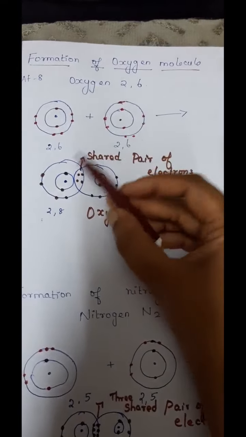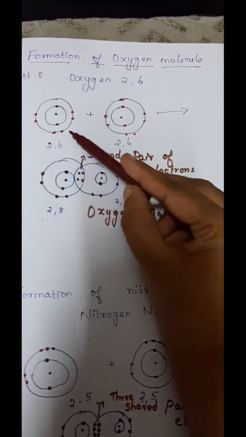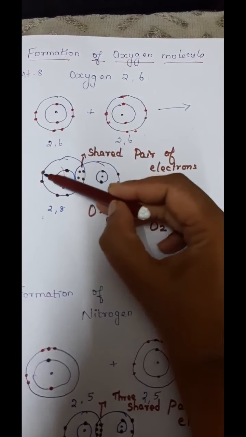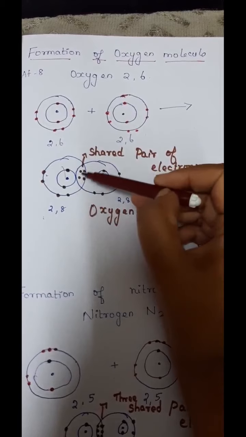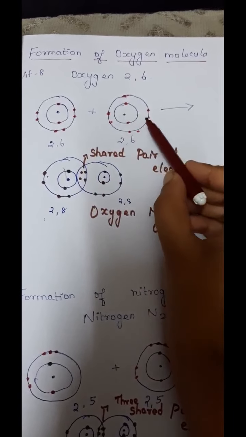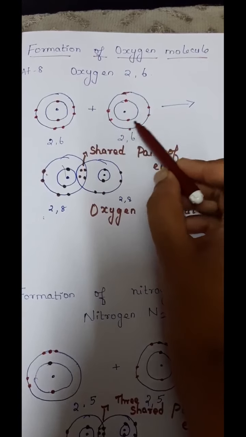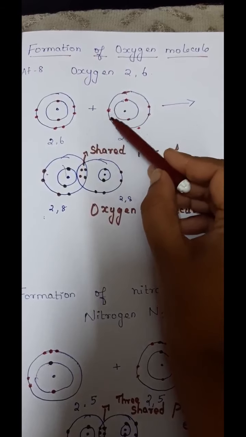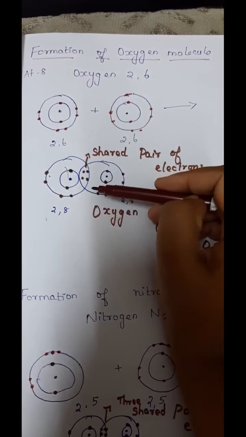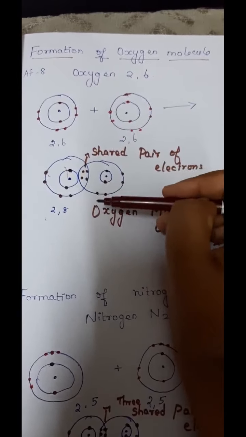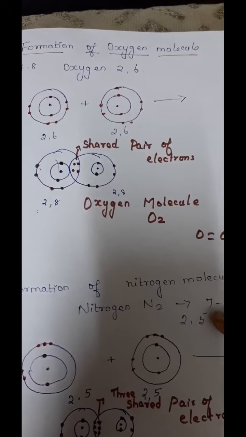So how is it shared? Of the 6 electrons, first you have to place 4, 1, 2, 3, 4, and the next 2 will be shared. Here also there will be 4 electrons, 1, 2, 3, 4, and the remaining 2 will be shared. So this is the shared pair of electrons. That is the formation of the oxygen molecule.